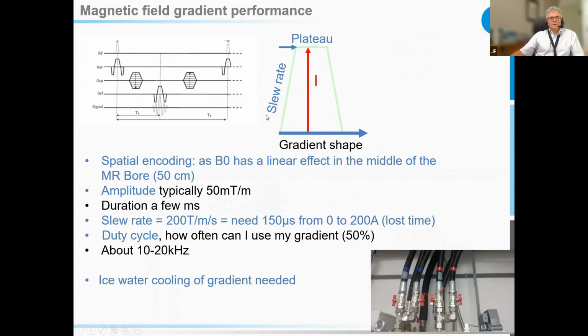You cannot do this always. Sometimes you are limited by what we call the duty cycle, because you need a lot of power to do this. And today, every gradient system is cooled by ice water. You will always see some big tubes on the system. This is water flowing through the system to cool down the gradient. If not, you will heat the patient too much.